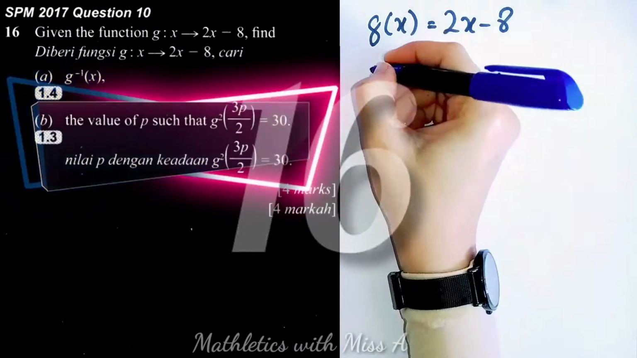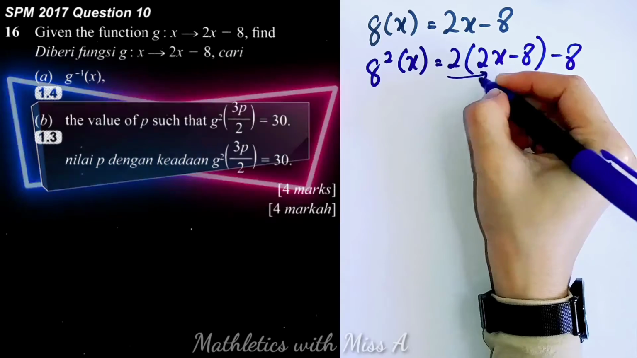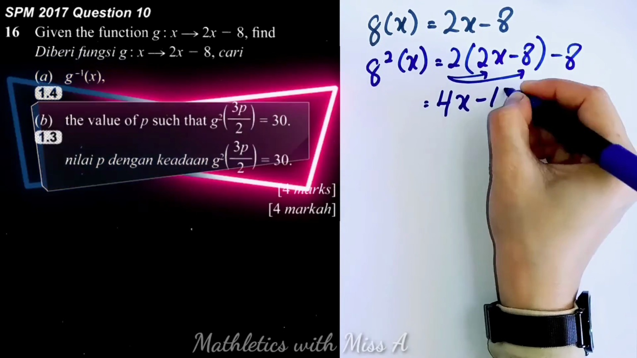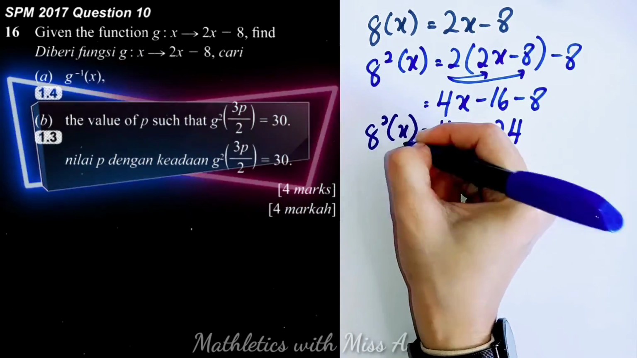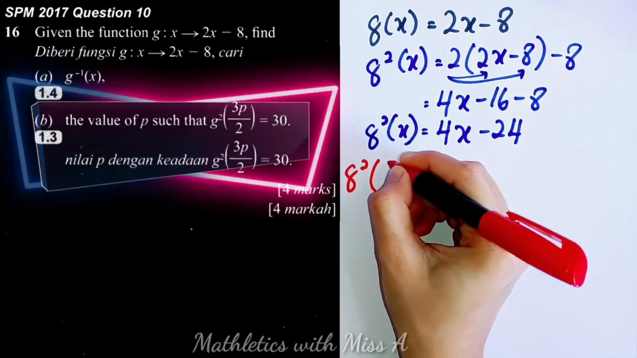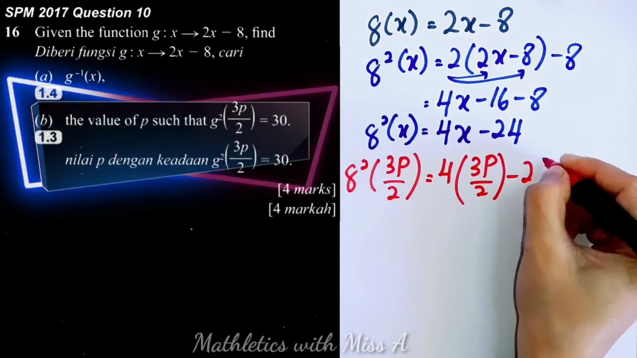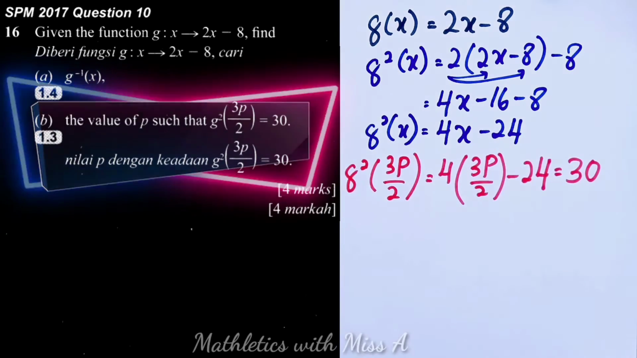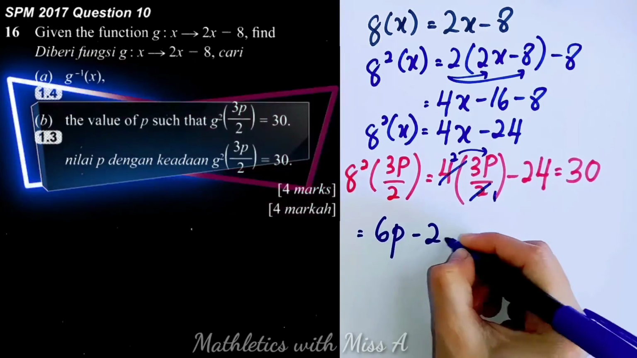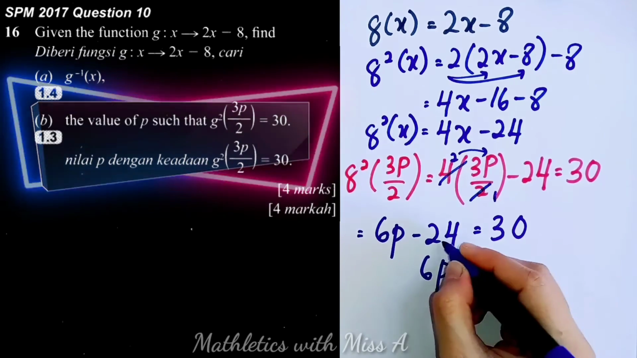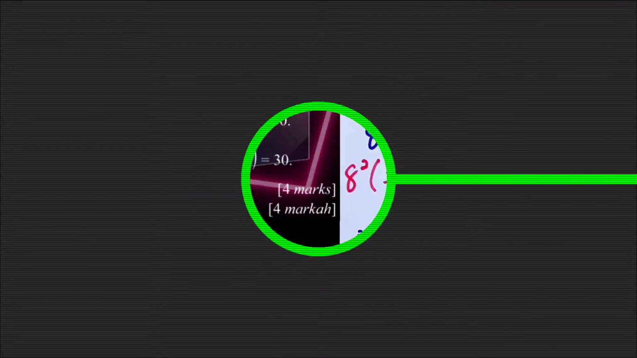Cari nilai p dengan keadaan g to the power of 2 x bermaksud fungsi g masuk dalam g. So 2 in bracket 2x minus 8 minus 8. So expand. So 4x minus 16 minus 8. So 4x minus 24. So based on the question, g to power of 2 in bracket 3p over 2, masukkan ke dalam nilai x. So 4 in bracket 3p over 2 minus 24 equals to 3. So kecilkan 2 dengan 4. So expand. So 6p minus 24 equals to 3. So 6p equals to 54. So p equals to 54 over 6. So p equals to 9.